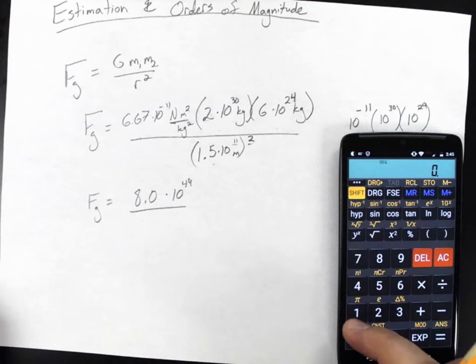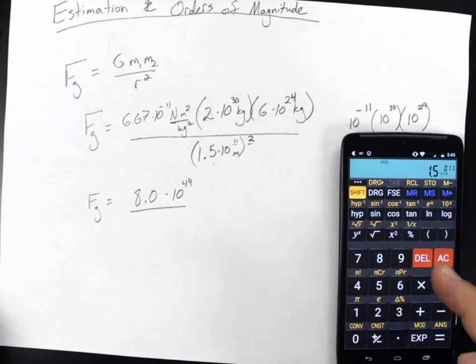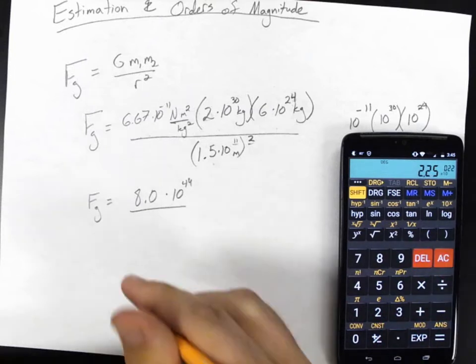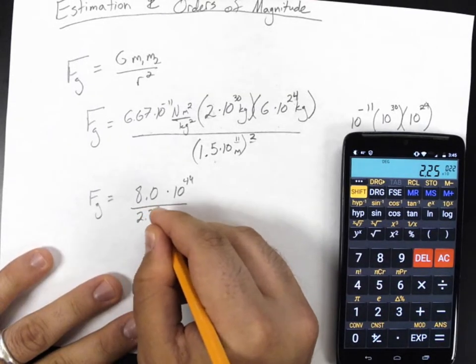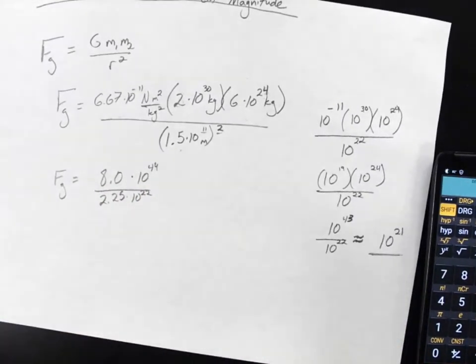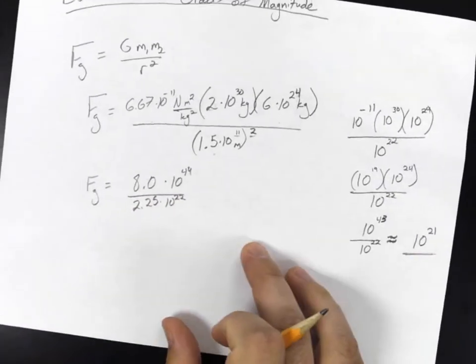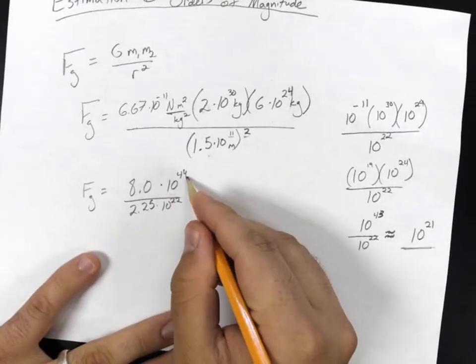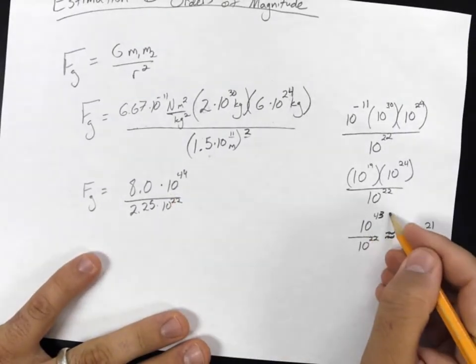So let's do the bottom. 1.5 times 10 to the 11. We take that number and we square it. We get 2.25 times 10 to the 22. Okay, so already we can kind of see how close we are. Okay, on top, we have 10 to the 44. We estimated it to be 10 to the 43.